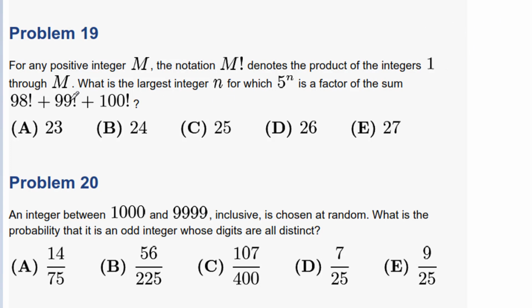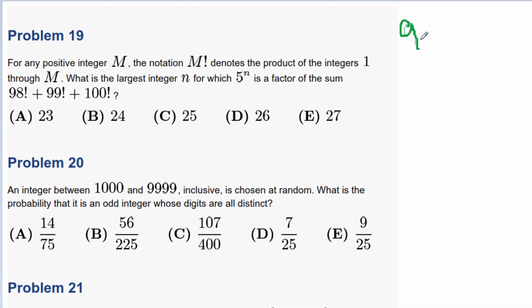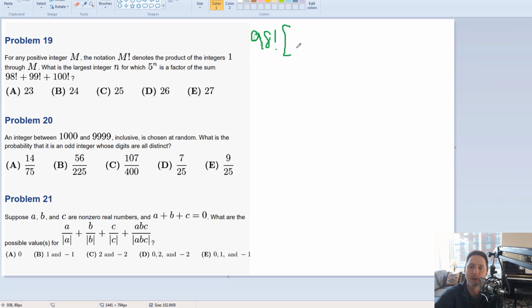So what's the biggest common factor in all 3 of these terms? Well, it's going to be 98 factorial. And 98 factorial times 1 gives me 98 factorial, times 99 gives me 99 factorial, and then we're missing 2 terms here, or 2 factors. What is that? 99 times 100.